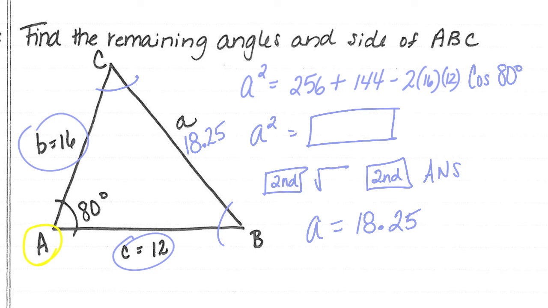All right, so you've probably taken some time to work. For C, what did you get for C? I got 40.35 degrees. And when I add those together and subtract from 180, B ended up being 59.65 degrees. Great job.